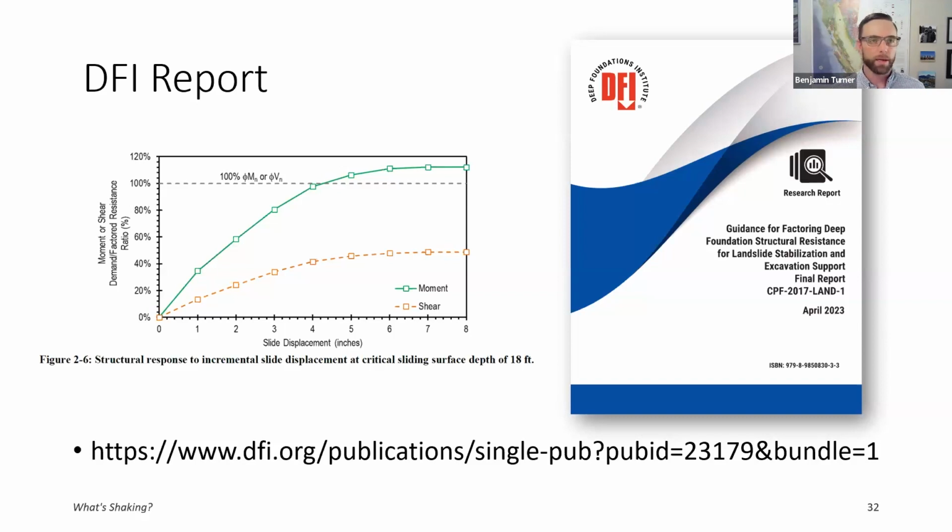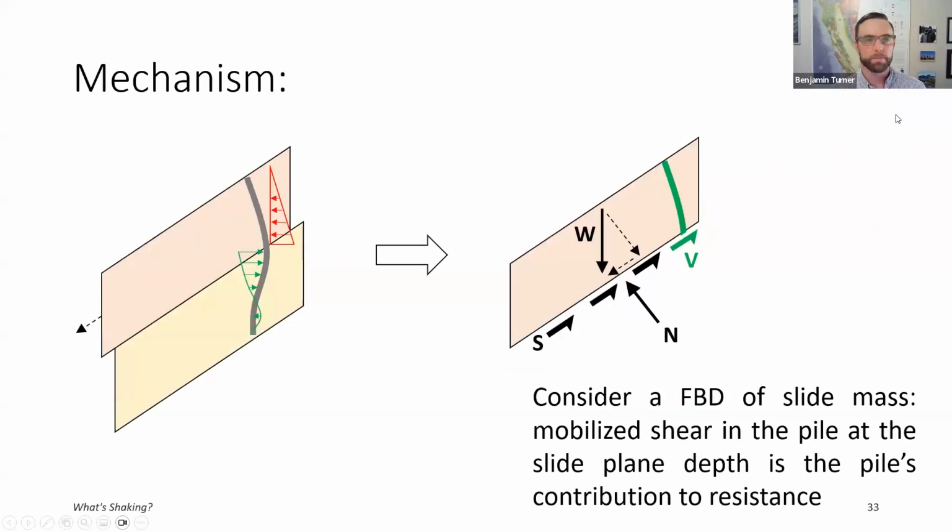To that end, I want to make a quick plug here. There's a report published by DFI, I think earlier this year, called Guidance for Factoring Deep Foundation Structural Resistance for Landslide Stabilization and Excavation Support. You can find it on the DFI website, or you can take a screenshot of that web address right there. It's free, and it talks about what I'll be speaking about at the beginning here today for non-seismic cases, addressing the fundamental mechanisms at play here and how to identify the appropriate amount of resistance for limit equilibrium slope stability analysis.